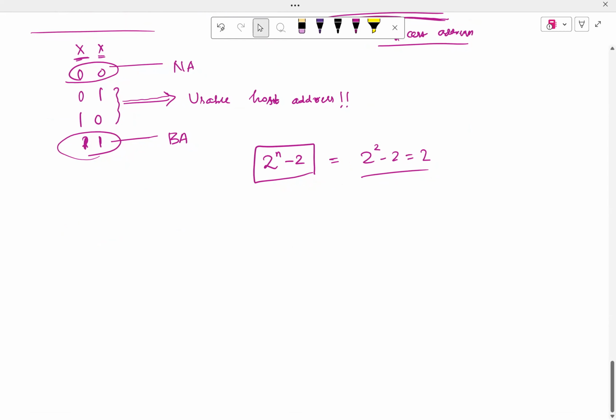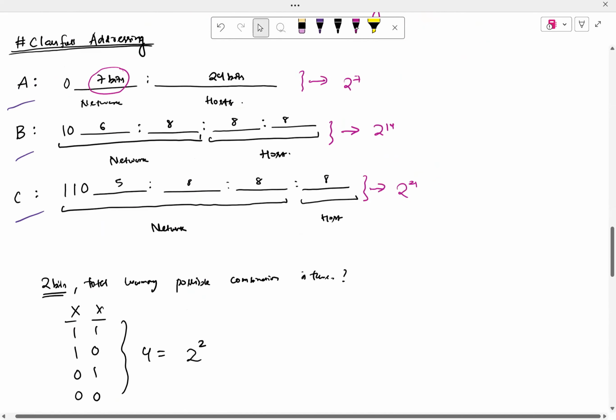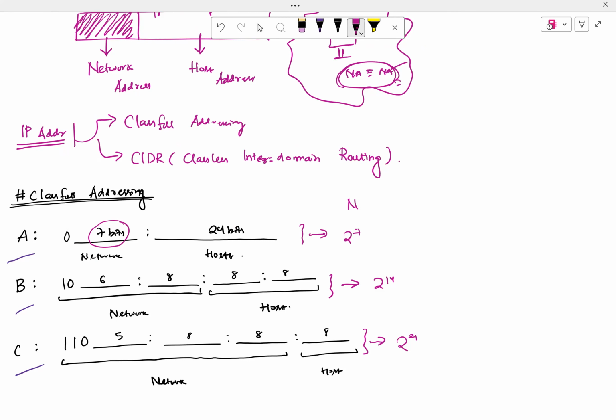Similarly, if we develop on this and try to go to our classes here. These are classes. So if you go here, this is the network. I'll just put it as network address. Number of networks. But we can also count the number of hosts as well.